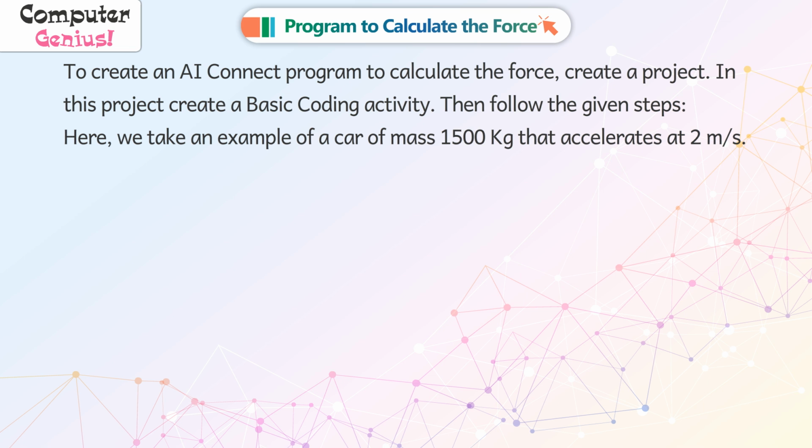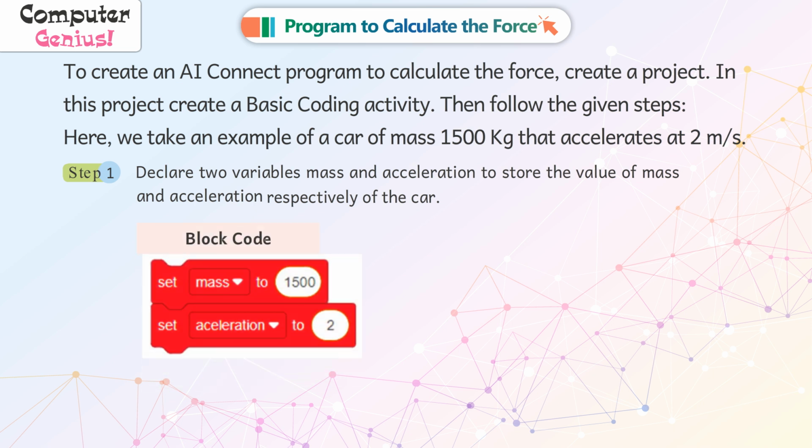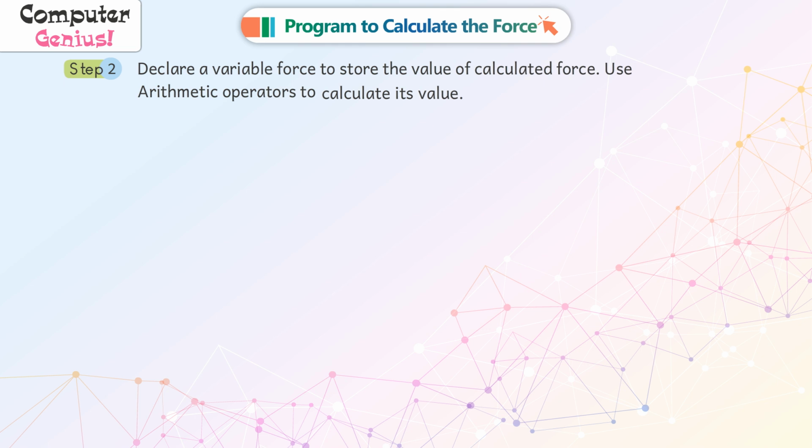Here, we take an example of a car of mass 1500 kg that accelerates at 2 meters per second. Step 1. Declare two variables, mass and acceleration, to store the value of mass and acceleration respectively of the car. Block code. Textual code.